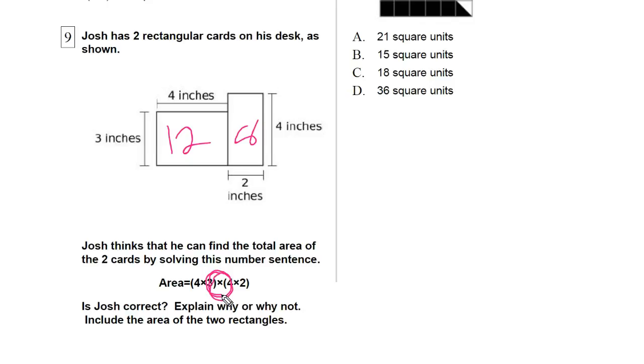Now, the question says, is Josh correct? No. Why isn't he correct? After he found the area for both rectangles, what did he have to do? He had to add both of them. So he would have to go 12 plus 8. 1 plus 1 is 2. So that would be 20. Okay. On number 8, we did something similar to this, but we added the areas of both rectangles to find it.